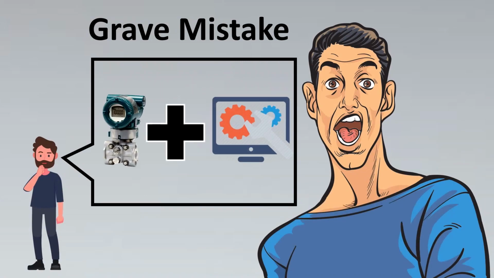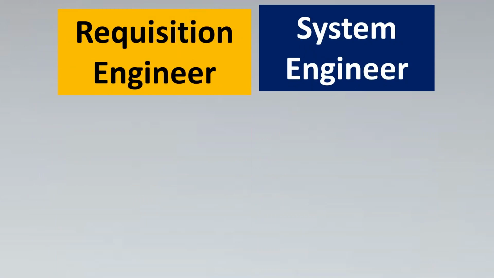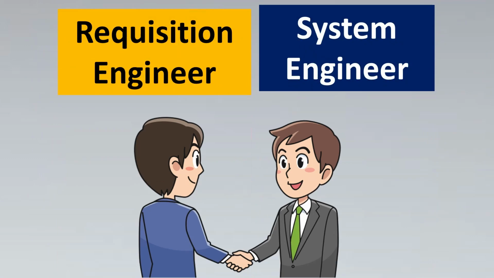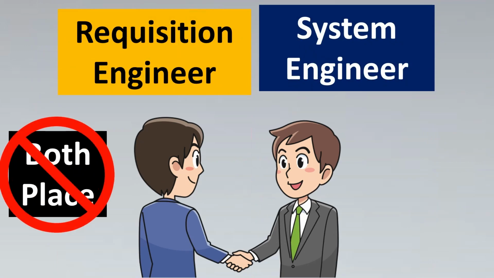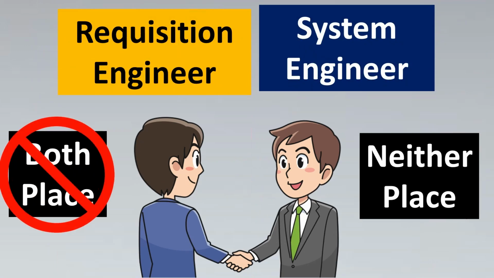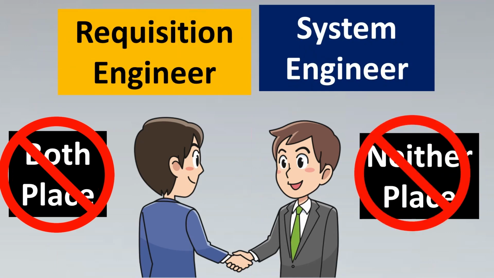This has happened in a lot of projects where there is no proper coordination between the requisition engineer and the system engineer. So it is extremely important that you communicate between both people, because sometimes it's done in both places or it is done at neither place. Sometimes the system person feels it would be done in the transmitter, and the transmitter person feels it will be done on the system side, and no one takes care of this.